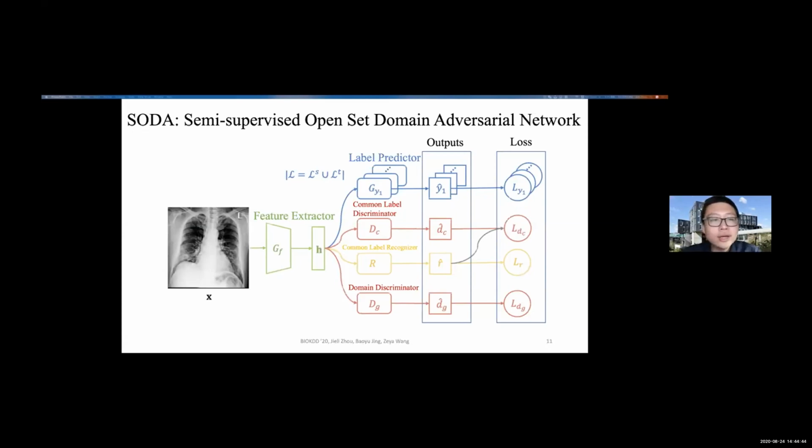So during training, first, GF, which is a CNN, extracts hidden features H from the chest X-ray image. H will then be fed into the multi-label classifier GY to predict the disease probability. H will also be fed into the adversarial domain discriminators DG and DC to get the probability that it belongs to the source domain or the target domain. And the common label recognizer R will produce the probability that the image is associated with a common label or not.